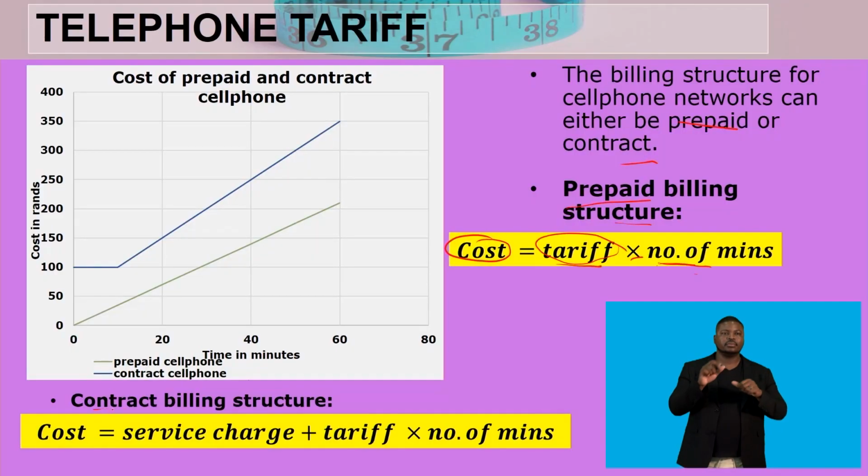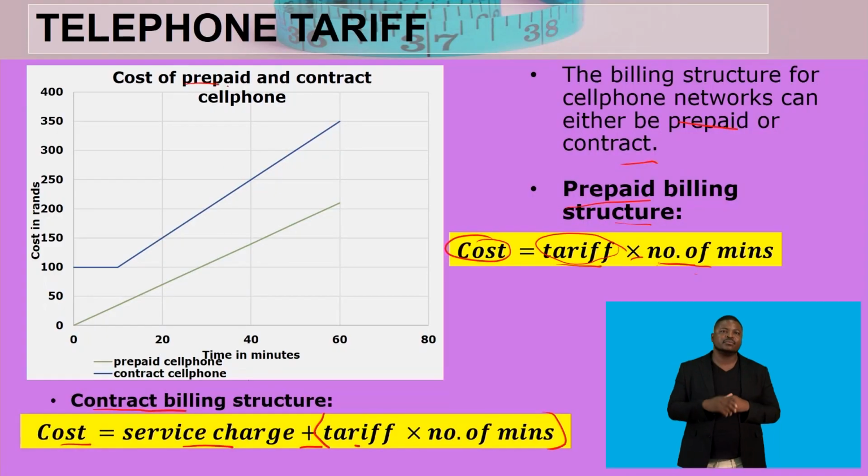Then we go to a contract billing structure. With a contract billing structure, to calculate the amount that will be needed, we have your service charge, which is your monthly fee, plus the tariff, which is whatever amount has been allocated to you for using a certain number of minutes, multiplied by the number of minutes that you are going to use. Here is a graph that compares the cost of a prepaid and a contract cell phone.